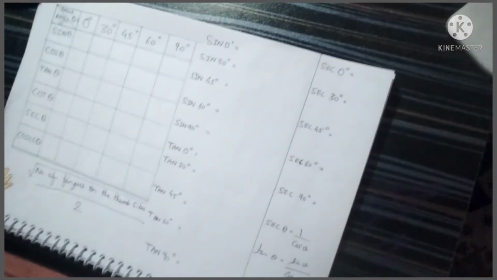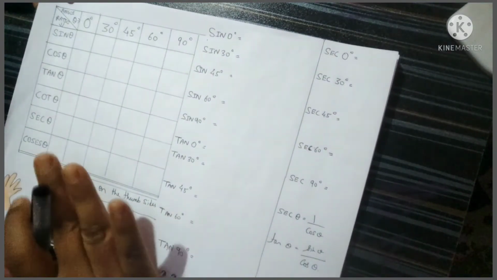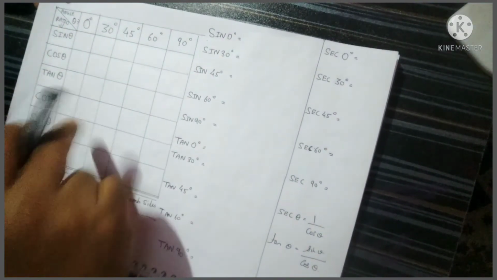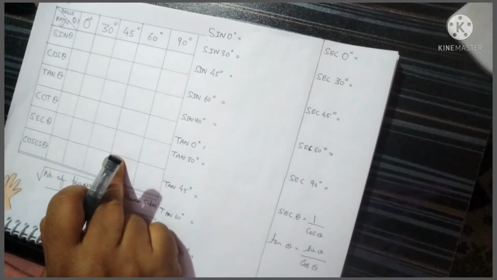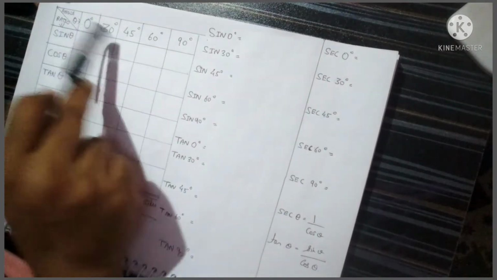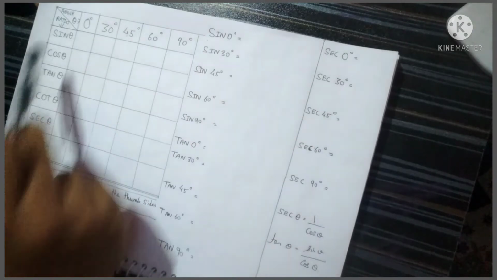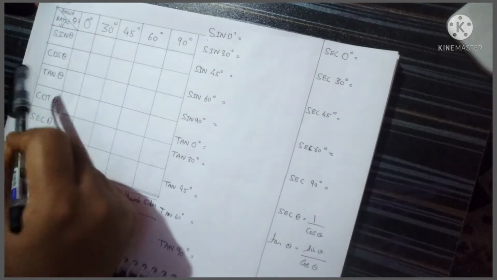Students are finding it difficult to get these values, so I will tell you how to get them. And without learning this, you can get all the values. These are the angles given and these are the ratios: sine, cos, tan, cot, sec, cosec.